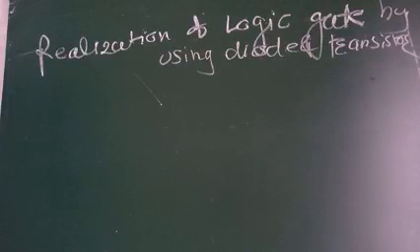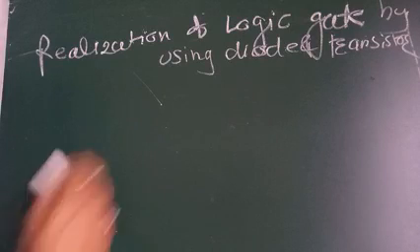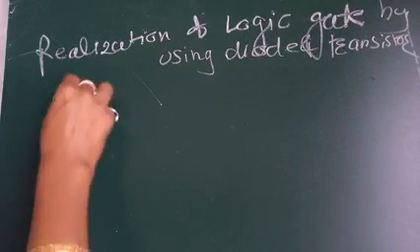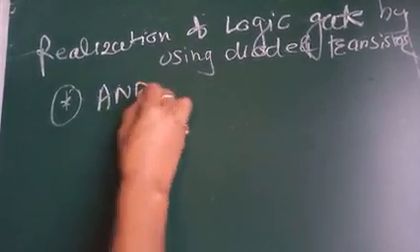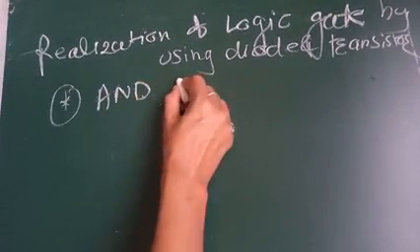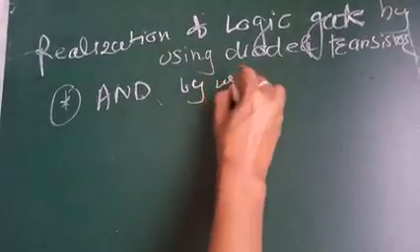Hello friends, today I am going to explain realization of logic gates by using diode and transistor. So let us start with the first gate, that is the AND gate. I am going to explain realization of the AND gate by using diodes.